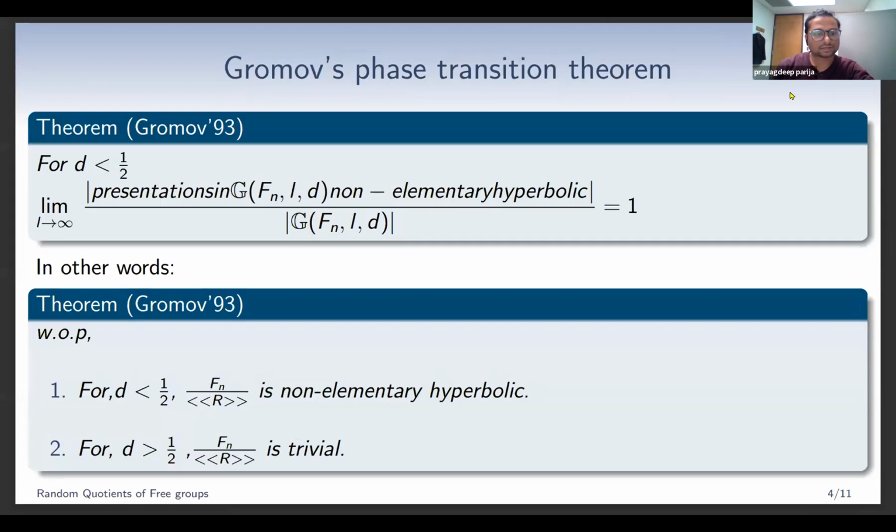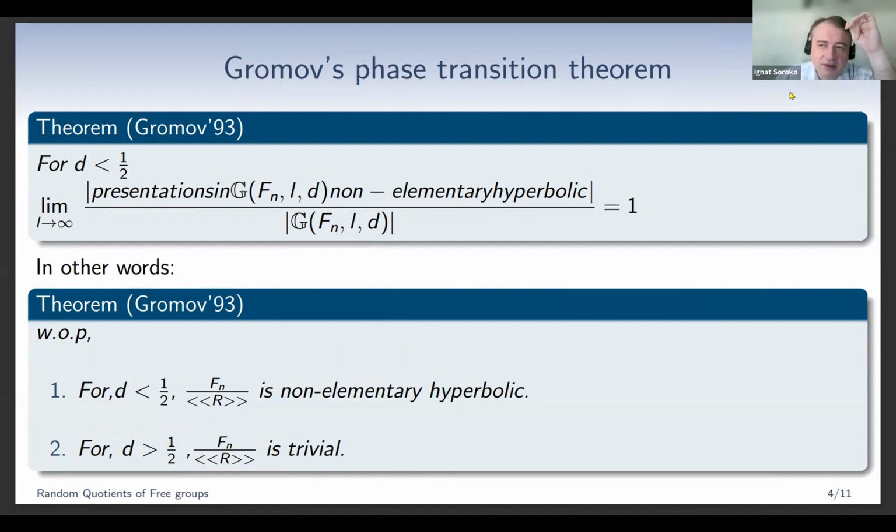So in other words, for D less than half, a random quotient, which I'm going to denote by F_n quotiented out by the normal closure of R, is non-elementary hyperbolic. And if you pick a density more than half, you get that it's trivial.